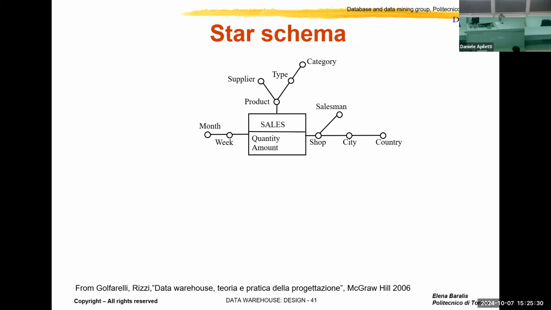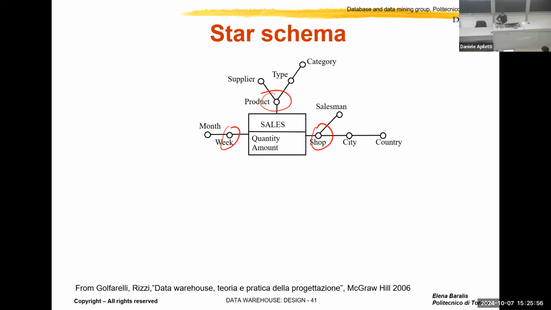So this data warehouse tells me, for each product, for each shop, and for each week, how many items I sold, and what amount of income I got in that week for that product, for that shop.